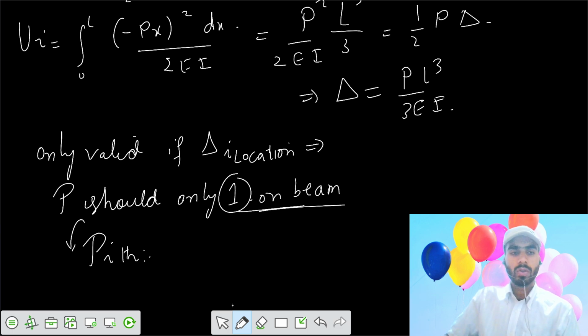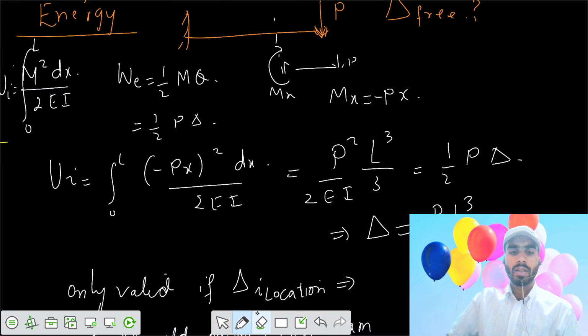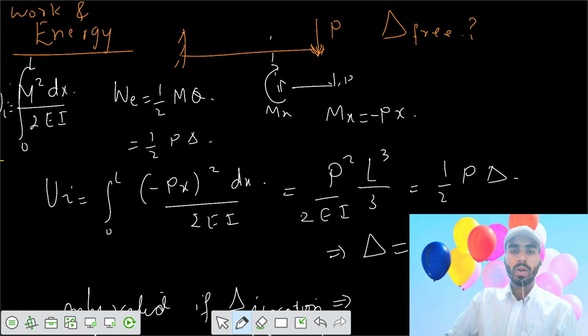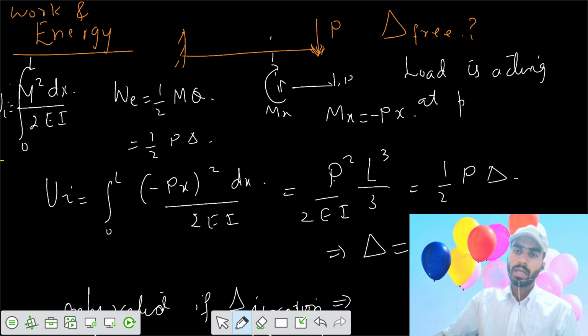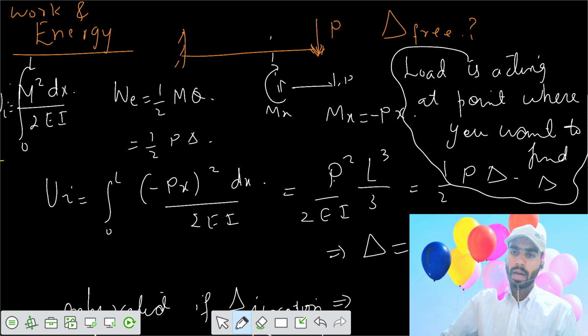So this is a limitation of using this directly, that internal work done equals external work done. This is valid when there is a load acting at a point. Load is acting at a point. Where do you want to find the deflection? So this is the limitation: only one load is acting for the entire beam.